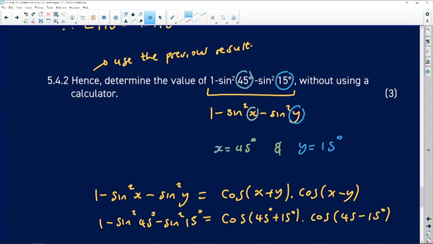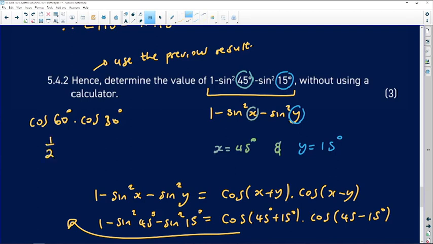Okay, and allow me to finish it off here because we're running out of space now. So the cos of 45 plus 15 is the same as the cosine of 60 degrees times the cosine of 45 take away 15, which is the same as the cosine of 30 degrees. These are special angles. Cos 60 is a half. Cos 30 is root 3 over 2. So I'm getting root 3 over 4 as my final answer in this particular question. I don't know if everything went well, but this is actually how you would compute this, as root 3 over 4.